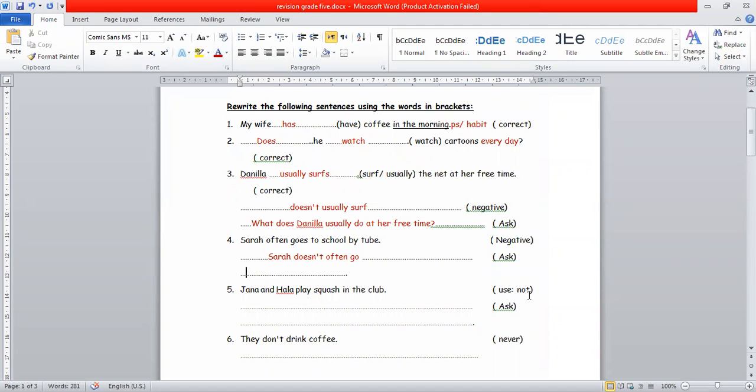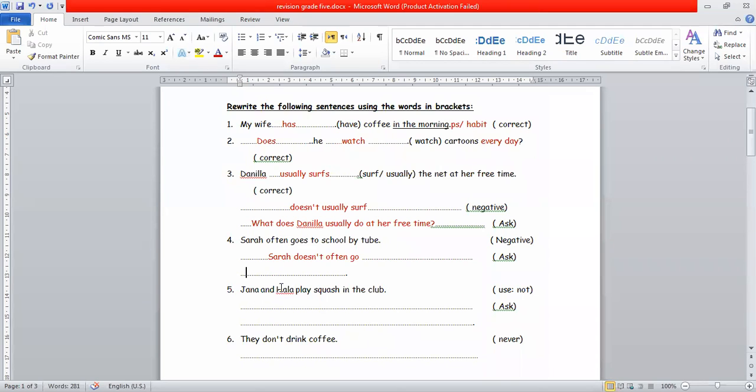So what is the correct answer going to be? Often goes. Come on, Esraa, it will be go? No, Esraa, if I'm asking with who, I just take away Sarah. I'm asking about Sarah. Yes? So I'm going to take away Sarah and put who, and I don't change anything in the sentence.